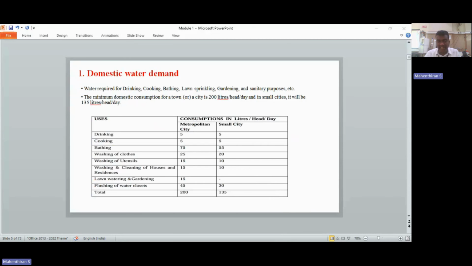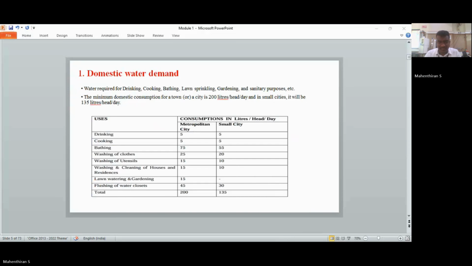When you look into the flushing of water closets, in metropolitan cities, it is 45 liters, whereas in small cities, it is 30 liters. This is one of the major components of domestic water demand because the modern flush systems in cities consume more water compared to traditional systems.